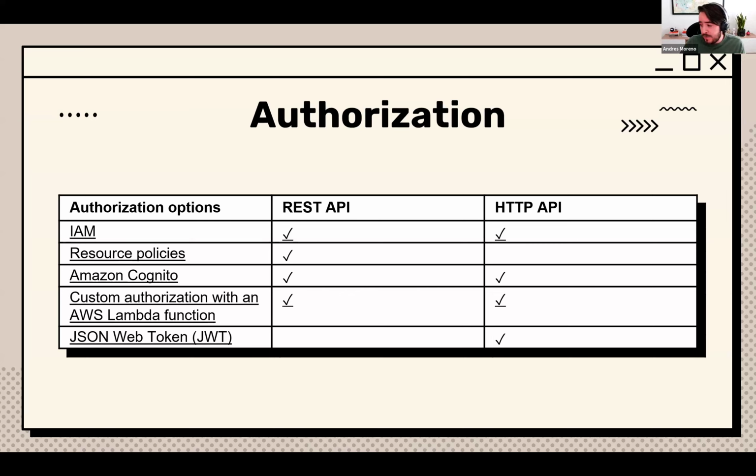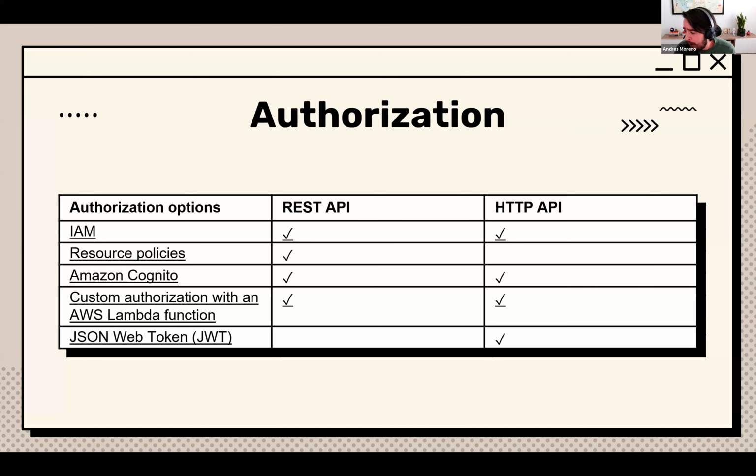Authorization has a lot of similarities. One thing HTTP API doesn't have is resource policies, but the one I like that it has is the JSON Web Token support. You basically get this only in REST API if you're using Cognito. But if you're using HTTP API, you can be running your authorization in Okta or Auth0, wherever, and you can configure it to automatically validate that JSON Web Token without having to run what they call a Lambda Authorizer, which is an extra piece of code and config that you would need to run. So that's a big win for HTTP API there.